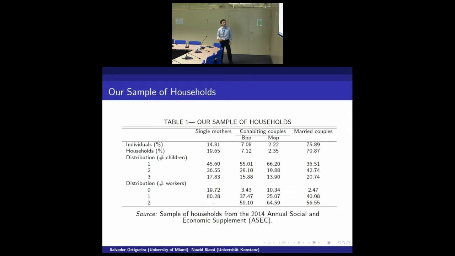Now, this is our sample of households. You can see some statistics for these individuals. The first one is the fraction of individuals in each family type, the distribution by number of children, the distribution by number of workers in the household. It's quite interesting. For instance, for single mothers, 20% of them don't participate in the labor market. For married couples, you have the distribution over the number of workers. Almost 60%, actually 56%, the two work, and 41% only one worker in the household. You can see some statistics here that I don't want to spend much time on.